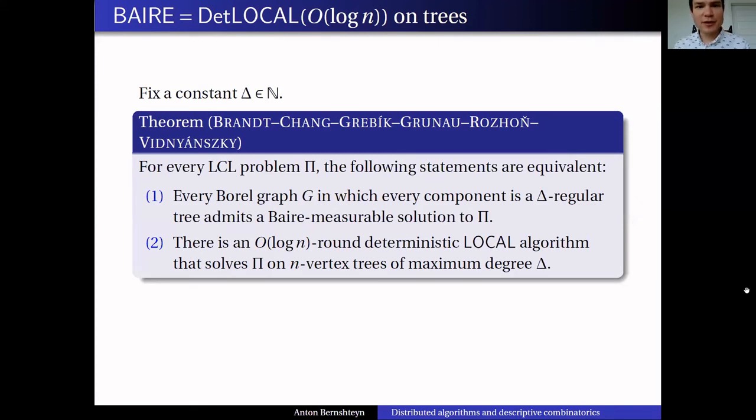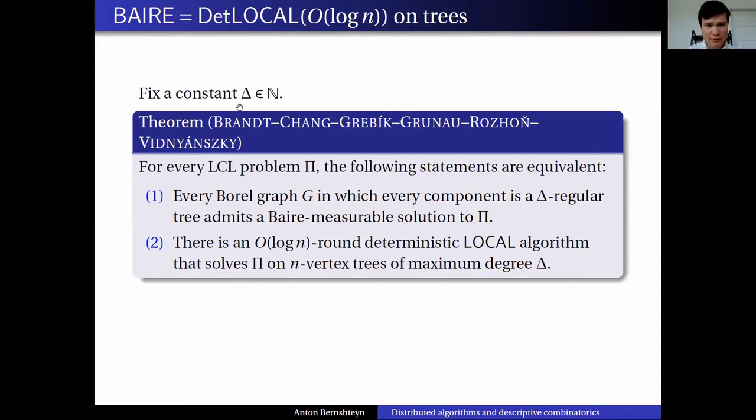Now let me mention one more situation in which we have this exact equivalence between having an efficient distributed algorithm for a problem and having a corresponding result in descriptive combinatorics, which is a remarkable recent result of these authors. They consider problems on trees. This is a more specific context than what we've been looking at before, where we looked at Cayley graphs of groups. Now we specifically look at trees.